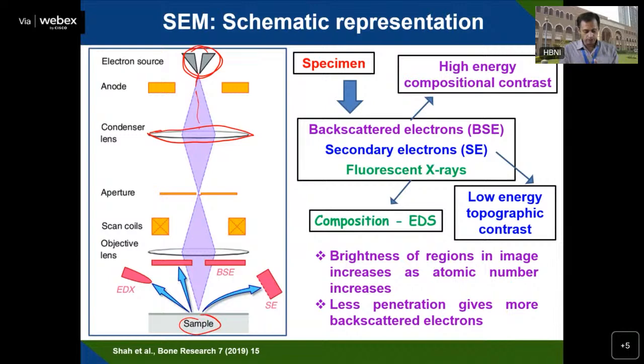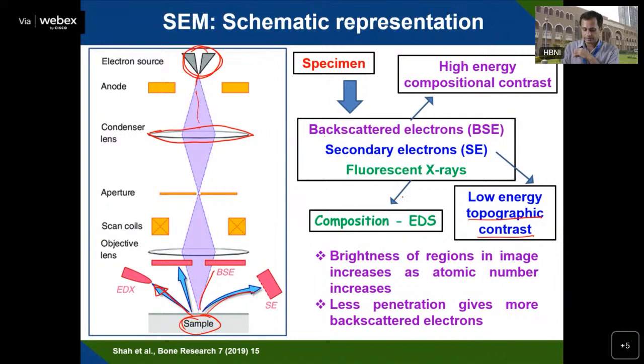After falling on the sample surface through the objective lens, you can generate both backscattered electrons as well as secondary electrons, or you can generate X-rays, which can be detected by the EDAX facility. So from the specimen, you have backscattered electrons, secondary electrons, or fluorescent X-rays coming out. The backscattered electrons are mainly used for compositional contrast, giving a high-contrast image and composition analysis. Secondary electrons, since they are low energy, are used for topographic contrast, and fluorescent X-rays are used for composition analysis.